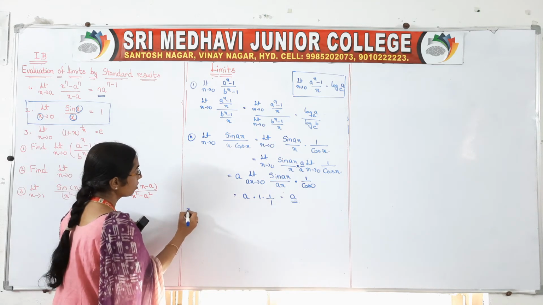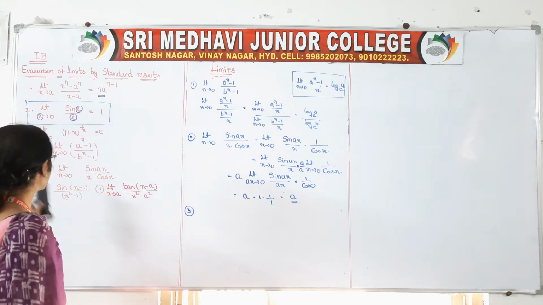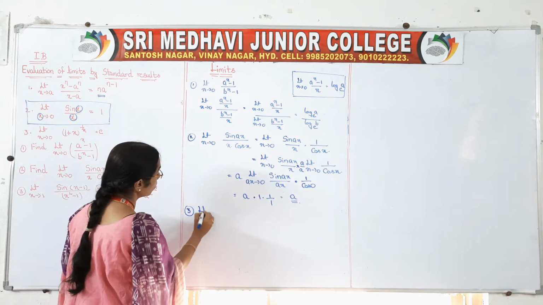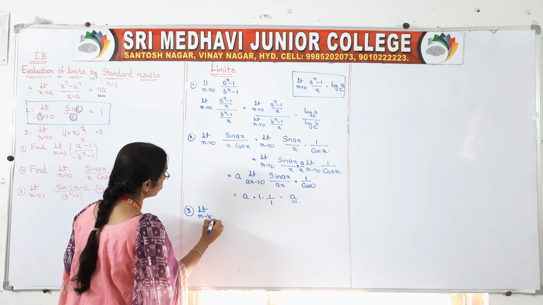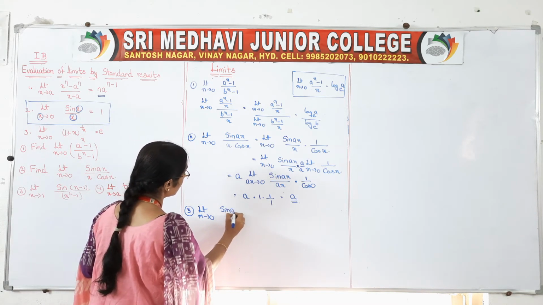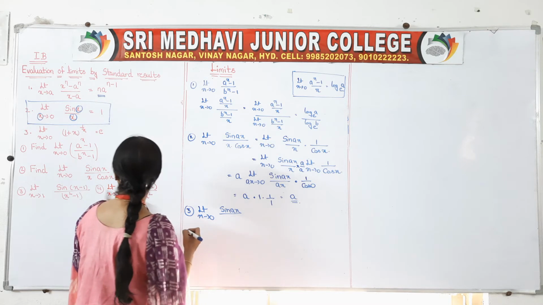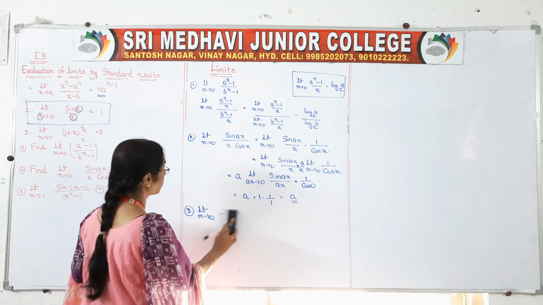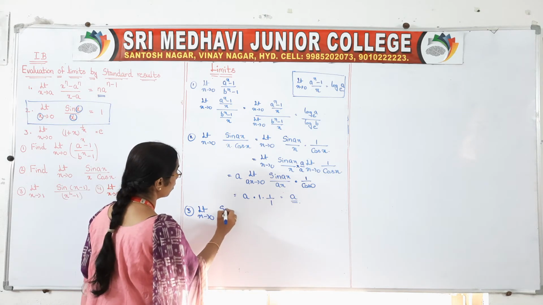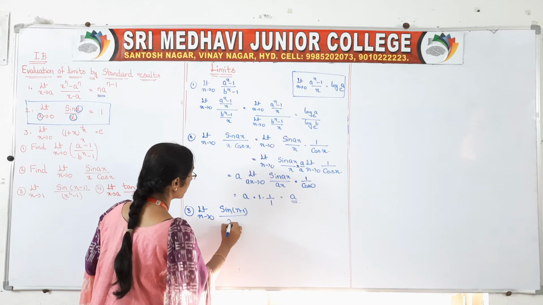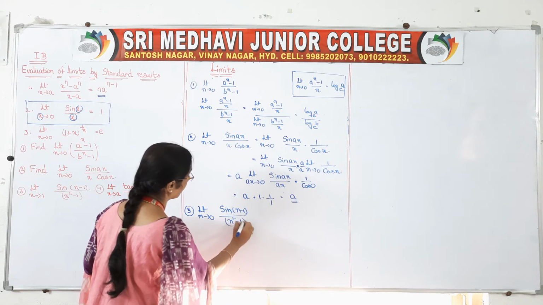Okay, now come to the third question. Find the limit as x tends to 0. The third question is sin(x minus 1) by x square minus 1.